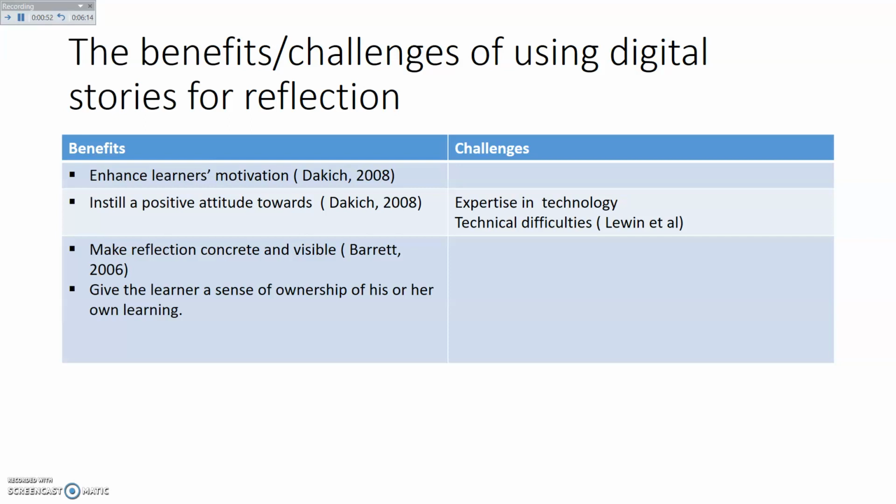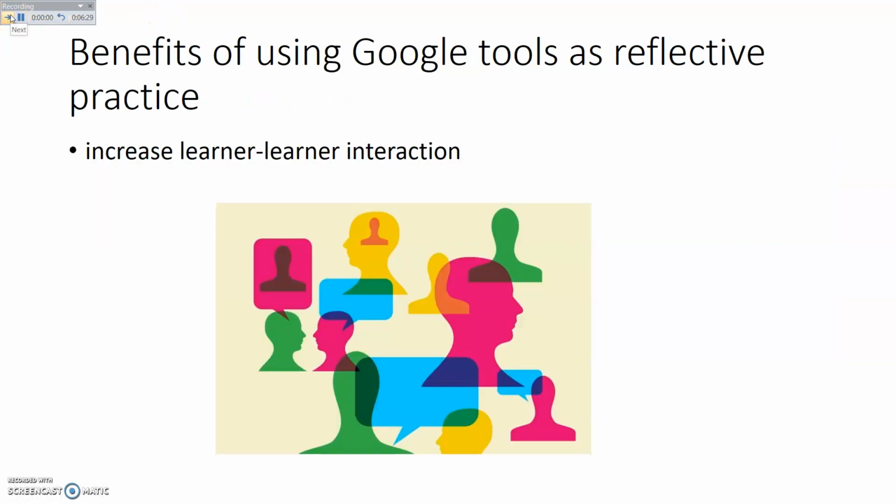One of the setbacks in these things is the use or the expertise in technology. Persons may not have the know-how, because these things take time. You have to familiarize yourself with it. For the Google tools, generally speaking, they facilitate learner-to-learner interaction. If you're doing, for example, a Google document, learners can share that document, and they can actually work on that document collaboratively.